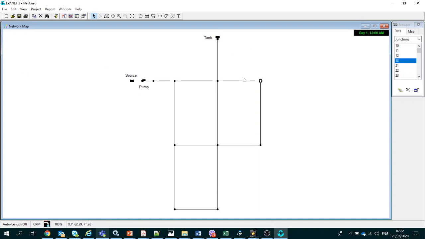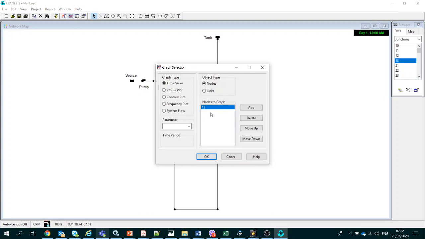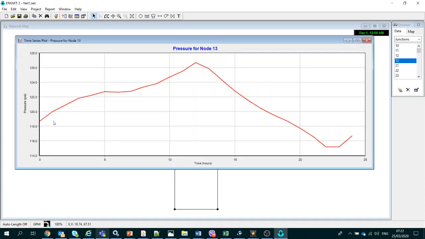Now let's look at the results for a moment. Let's go to one of the nodes here and press this graph icon and say that this is the node you want to graph, and let's put the pressure as our parameter. So here you can see how the pressure varies throughout the day. The pressure is in PSI again because we are using GPM as our base units.